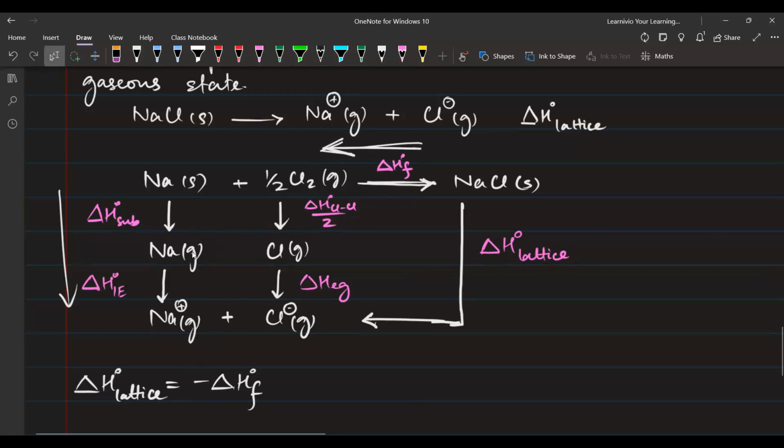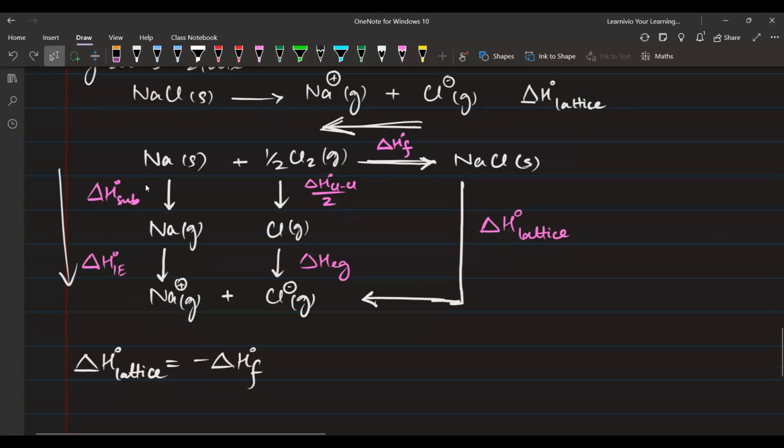Now, let us suppose we are taking the Cl case. Sorry, we are taking the sodium case. For sodium, look at the arrow of delta H naught sublimation, and then look at the arrow in which we are going. Are they same or different? Same, so it will be delta H naught sublimation. What about delta H naught ionization? Same or different?